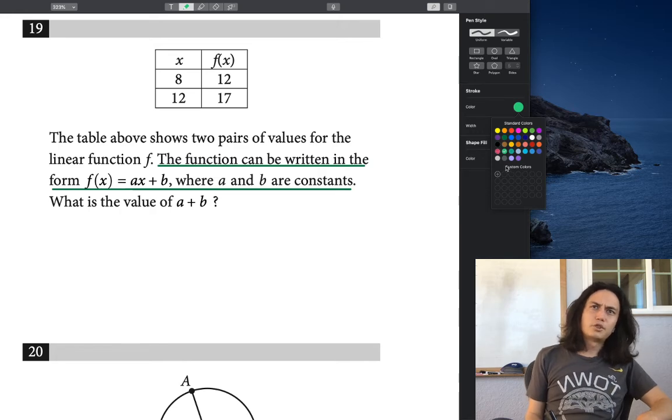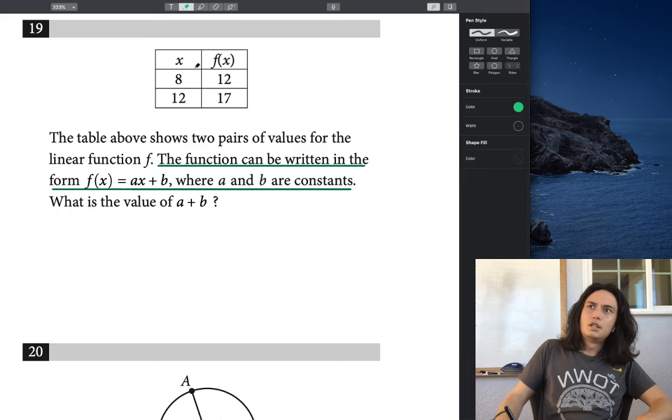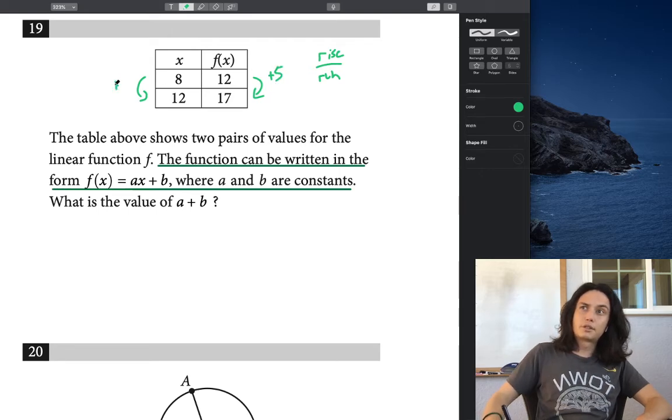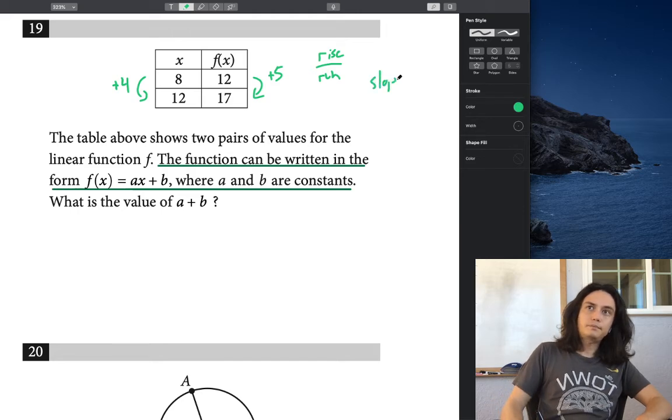Let's find the slope first. Well, the slope is rise over run. So rise over run. This is rise. This is run. Between these two points it goes up 5. Over here, this is going to go up 4. So the slope, terrible, terrible writing. Slope is 5 over 4.